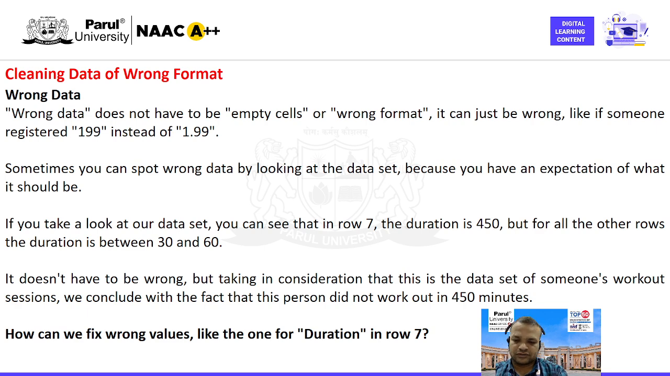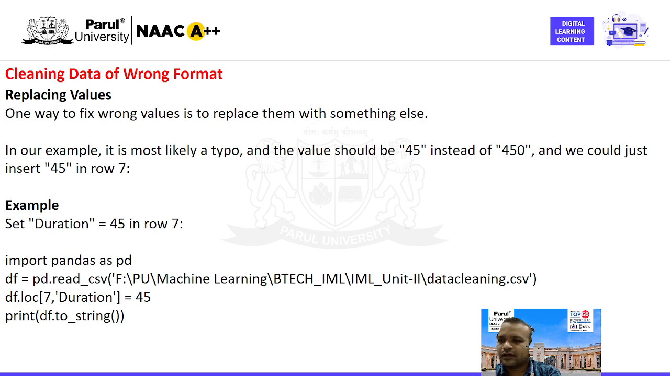How can we fix wrong values like the one for duration in row number 7? You can check it manually. If you want to download that data set, you can download it from Google; it is available on Kaggle and UCI. One way to fix wrong values is replacing them with something else. In our example, it is most likely a typo. The value should be 45 instead of 450, and we could just insert 45 in row number 7.